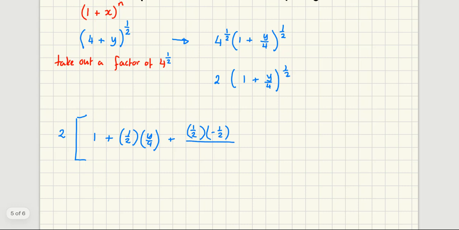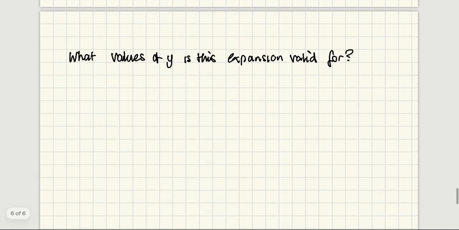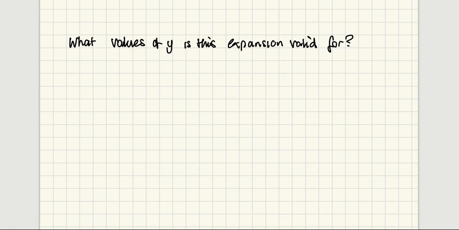Sorry, not x, it's x squared, which would be y over 4 squared. I know where I went wrong. But we don't have to go any further than that. Yeah, you see mistakes, everyone. All right. The next question, I guess, is pretty important, which is, what values of y is this expansion valid for? Can you scroll up to the answers?